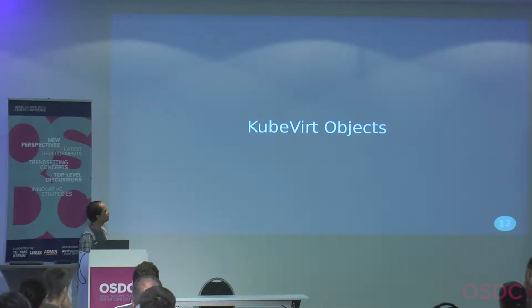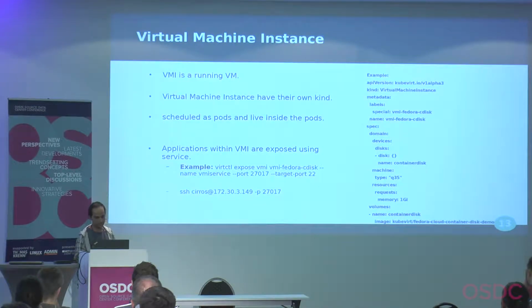So now we'll take a look at the KubeVirt objects. There are various KubeVirt objects. We have the virtual machine instance, virtual machine, then we have the virtual machine replica sets, similar to the pod replica sets, and then we have the virtual machine presets. We'll look now at the virtual machine instance object. A virtual machine instance is a running VM. Just like the pods, it has its own kind. It is scheduled as a pod, and it lives inside the pod.